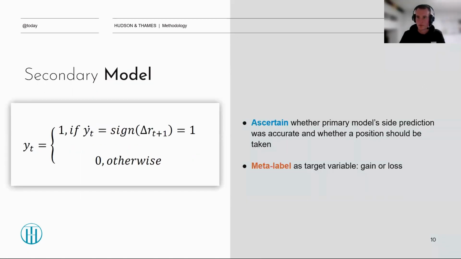Then for the secondary model, the idea in meta-labeling is to ascertain whether the primary model's side prediction was accurate and whether a position should be taken. And as I already started saying before, since this is a binary classification setting, we use logistic regression as our baseline because it offers good explainability and requires few tuning parameters.